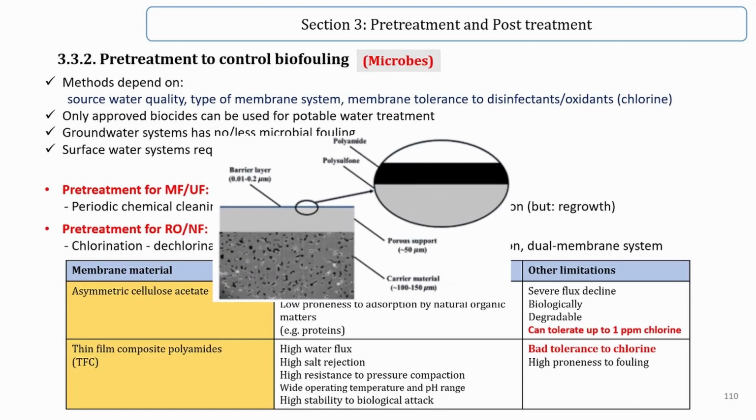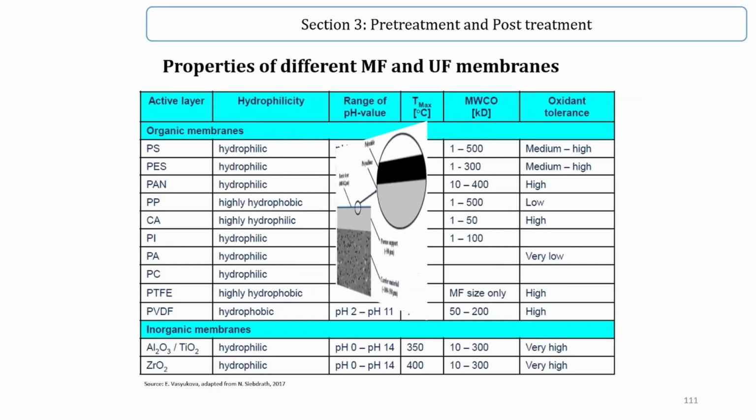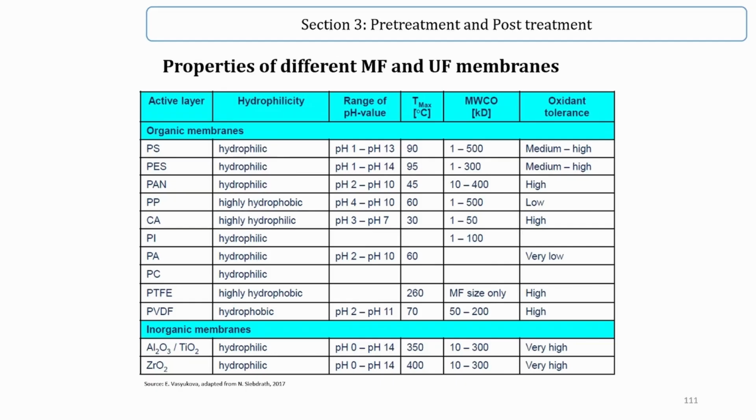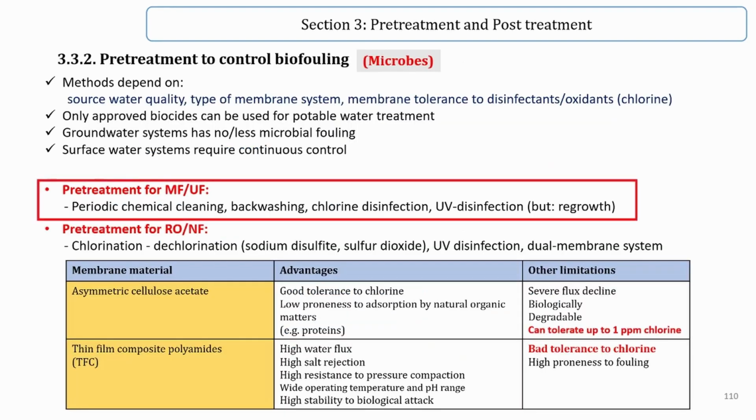The reason for the TFC is that the thin or top layer of this membrane is a polyamide material. And as you can see in this table, polyamide has a very low oxidant tolerance. On the other hand, the best material in case of biofouling potential are inorganics, which have a very high tolerance to disinfectants. Some pretreatment methods for microfiltration and ultrafiltration are periodic chemical cleaning, backwashing, chlorine, or UV disinfection.